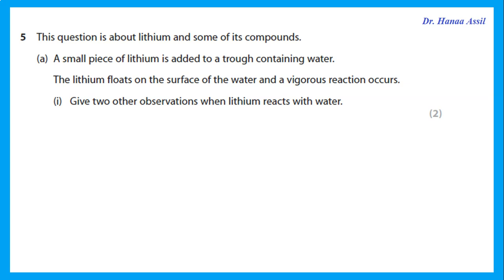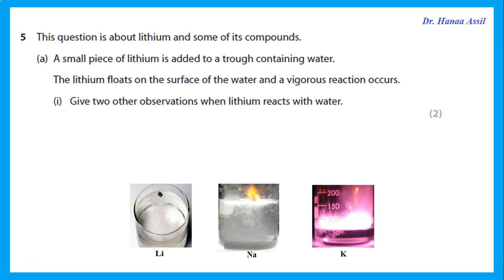Question 5 says, this question is about lithium and some of its compounds. A small piece of lithium is added to a trough containing water. So they're adding lithium to water. Remember that metals of group 1, like lithium, are reactive metals, and the reactivity increases going down the group. So all of them, if we put them in water, there is a reaction. Lithium is the least reactive. It's the one on top of the group, so it is the least reactive.